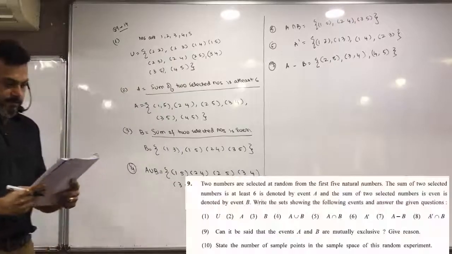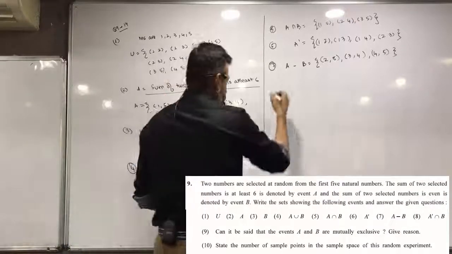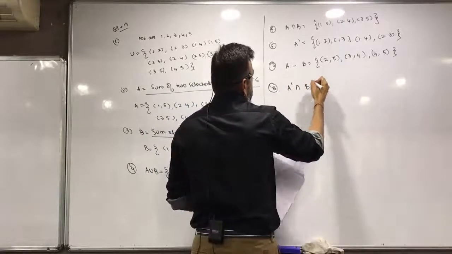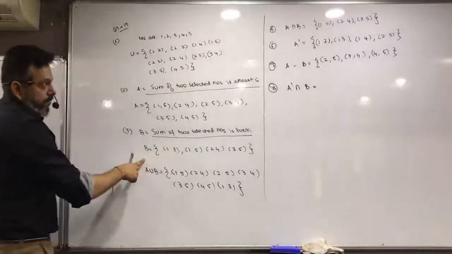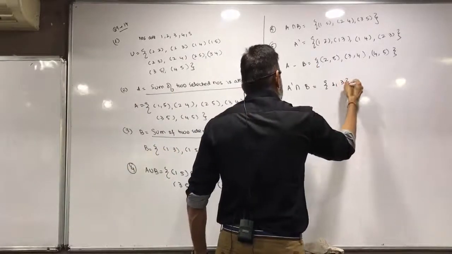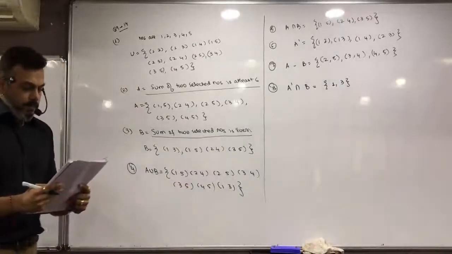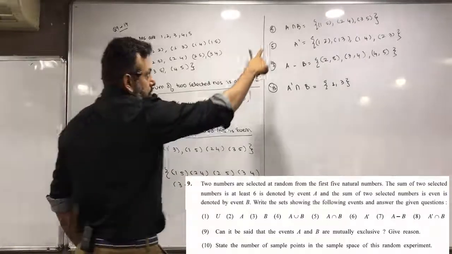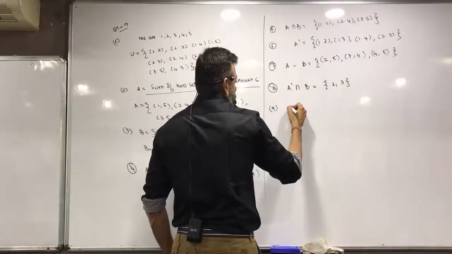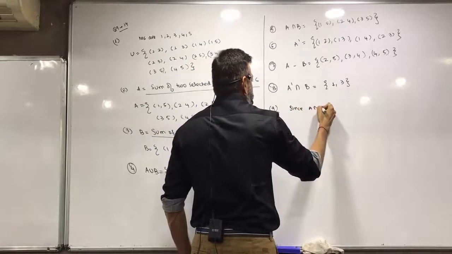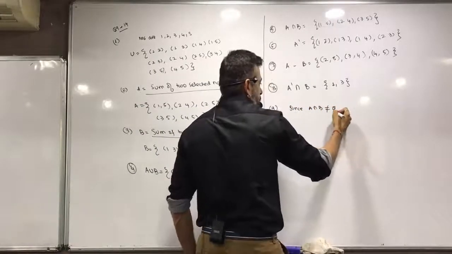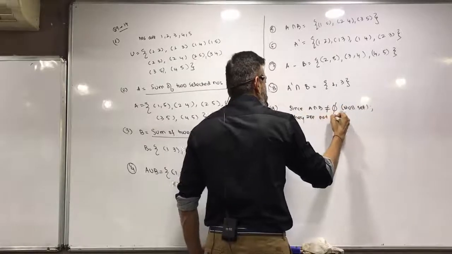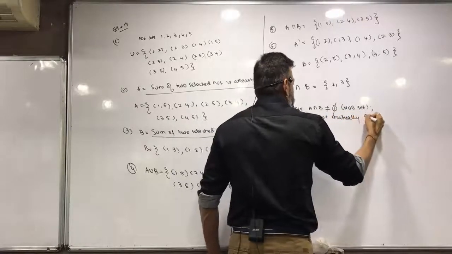Next, 8. Interesting. A complement intersection B. Now A complement and B, what is common? 1, 3. Can it be said that A and B are mutually exclusive? No. 9. Since A intersection B is not equal to the null set, they are not mutually exclusive.